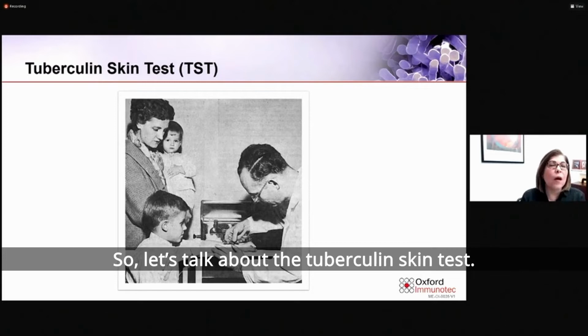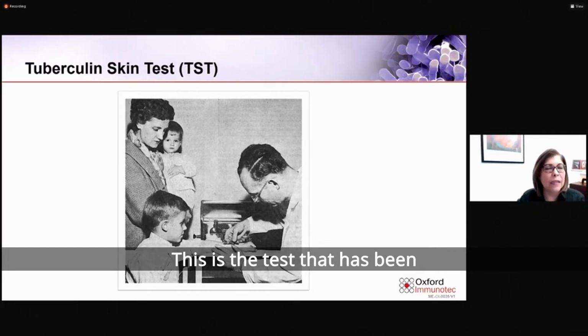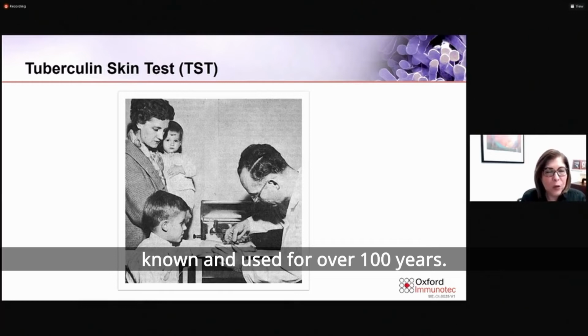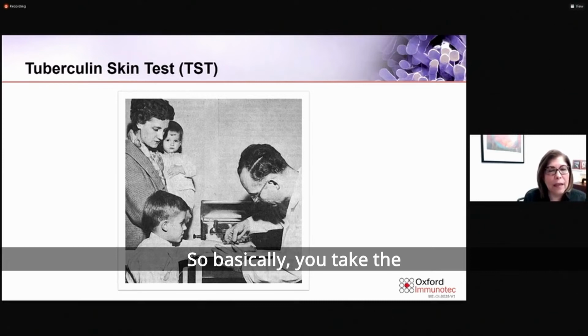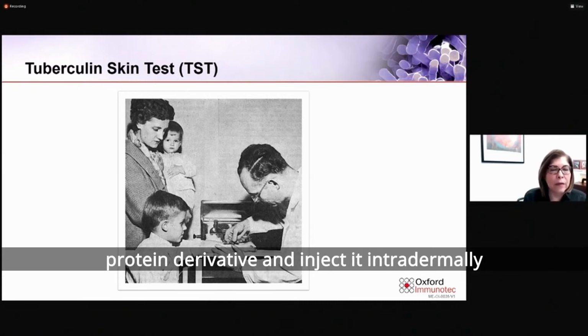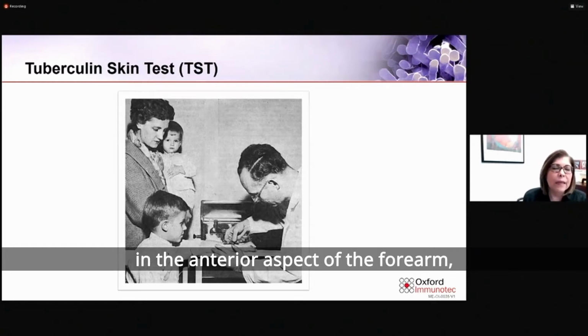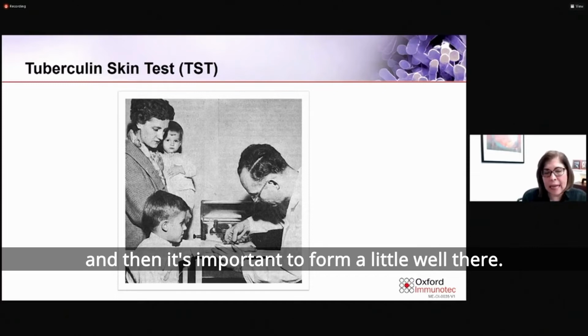So let's talk about the tuberculin skin test. This is a test that has been known for and used for over 100 years. Basically, you take the protein derivative and inject it intradermally in the anterior aspect of the forearm. And then it's important to form a little wheal there.